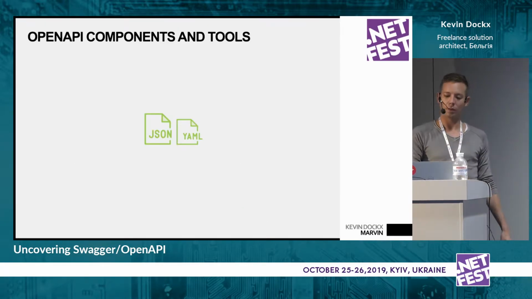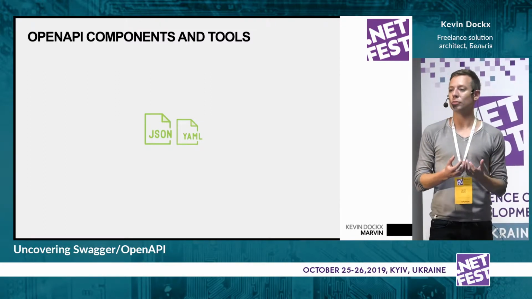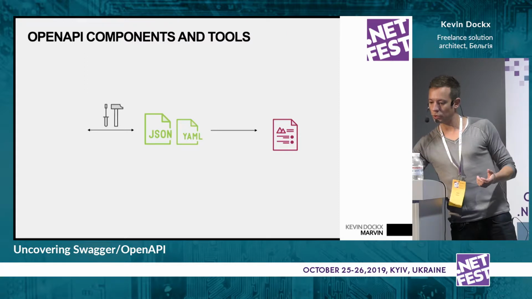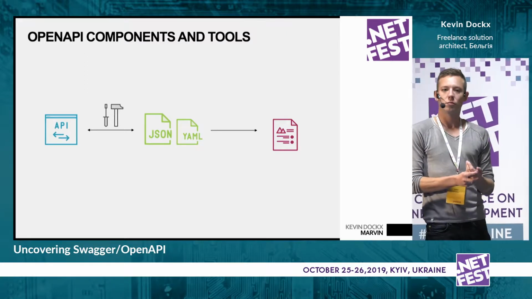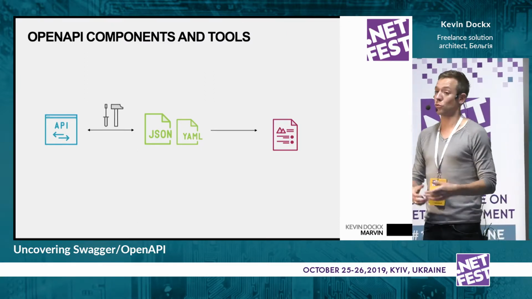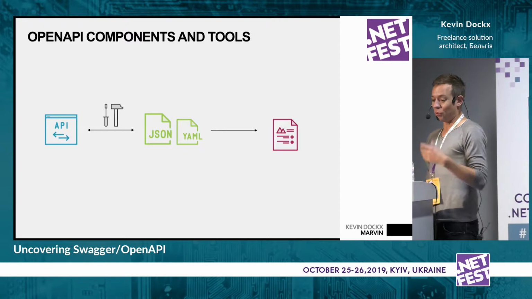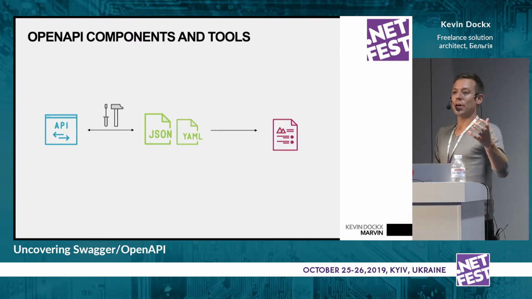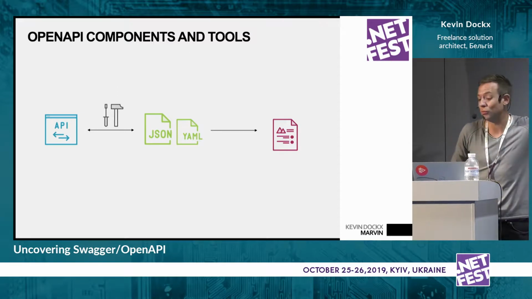So this is our specification. What do we need first? Well, we need something to create that specification. We're not going to write this ourselves. Well, we could. It's going to cost a lot of time. We want something to inspect our API and generate that JSON document from. That's the thing on the left. That's a tool on the left.